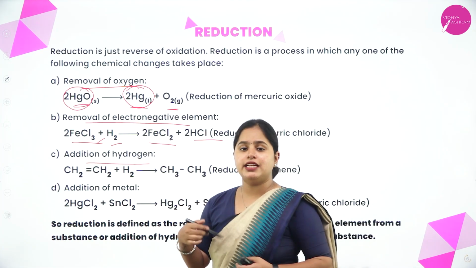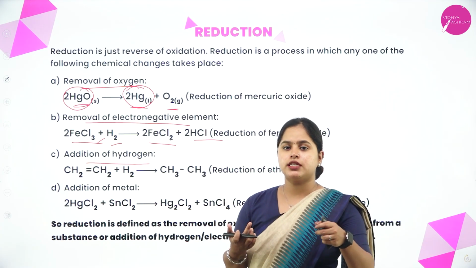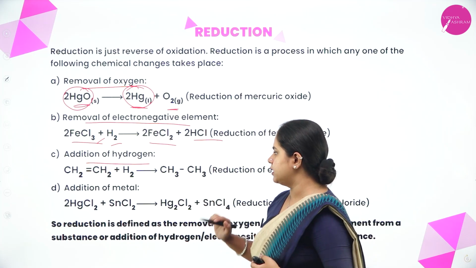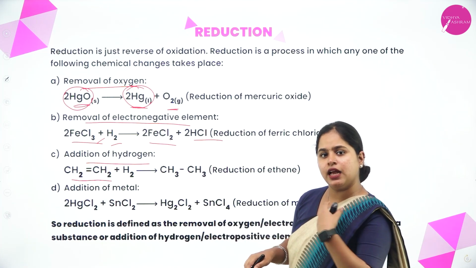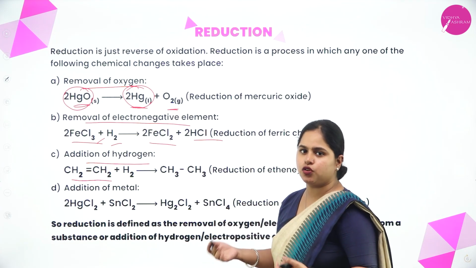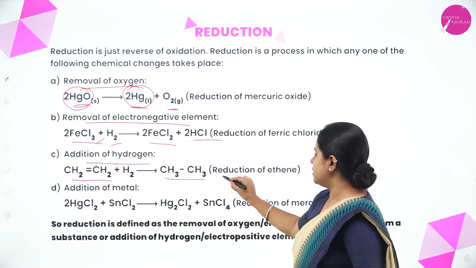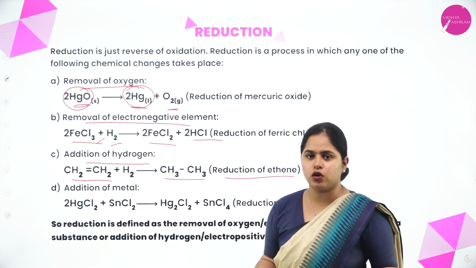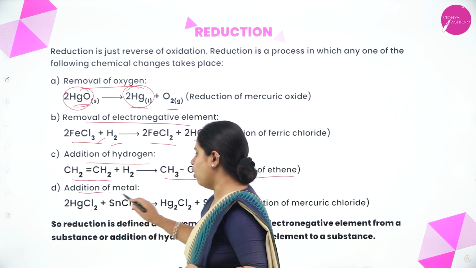The next one is addition of hydrogen. Again it is the opposite of oxidation. In oxidation it is removal of hydrogen; here it is addition of hydrogen. This example you are familiar with. It is an alkene to which we are adding hydrogen, and we obtain an alkane. So even this is a reduction. Here also reduction is taking place. The last one is addition of a metal.